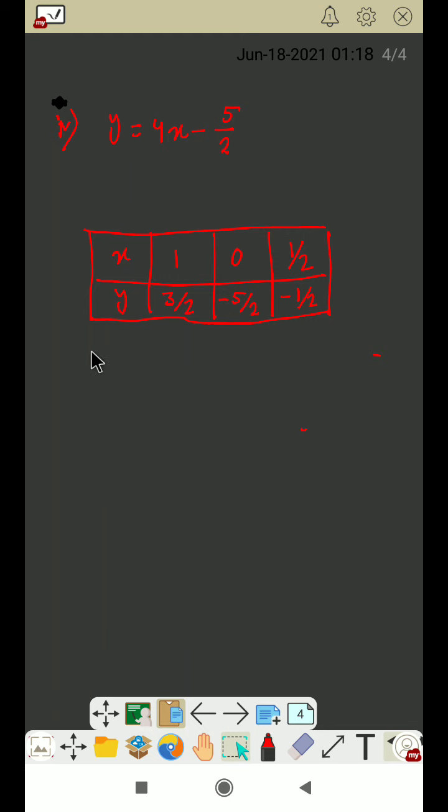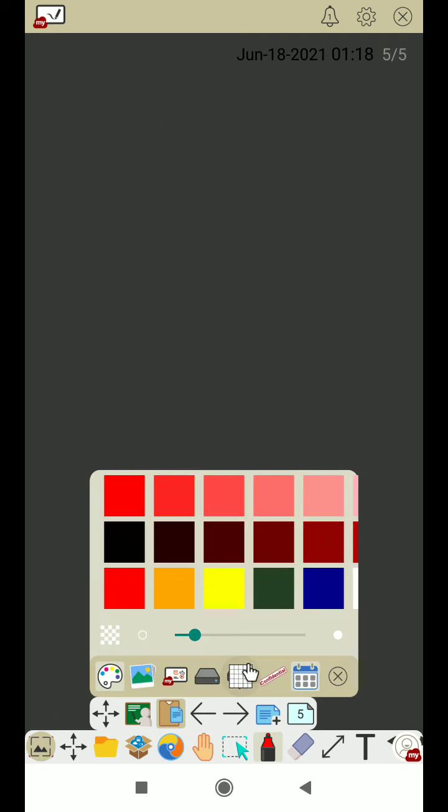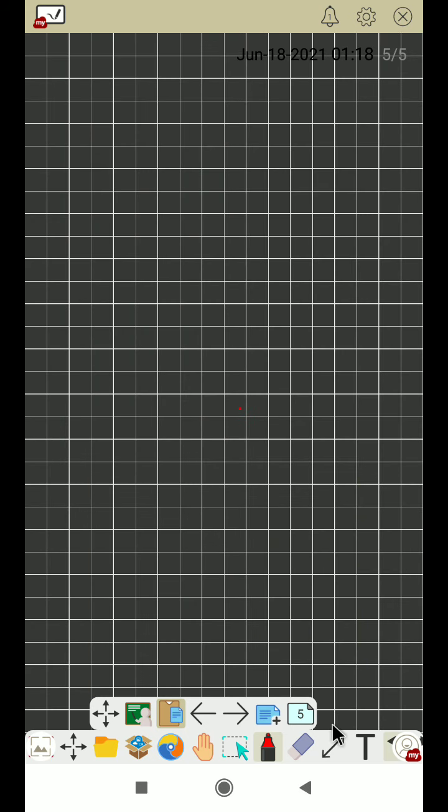Now the points are 1 comma 3 by 2, 0 comma minus 5 by 2, and half comma minus half. Now you have to plot the points in the graph. Now go to the next page. Now this is our graph. Now you have to plot the points.